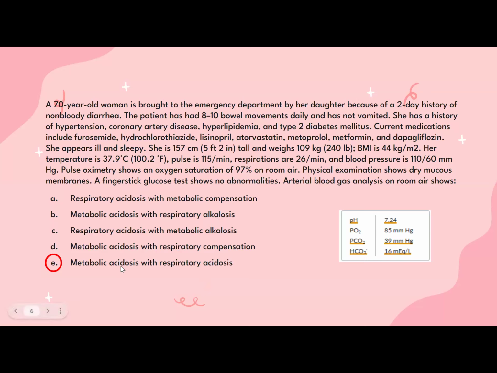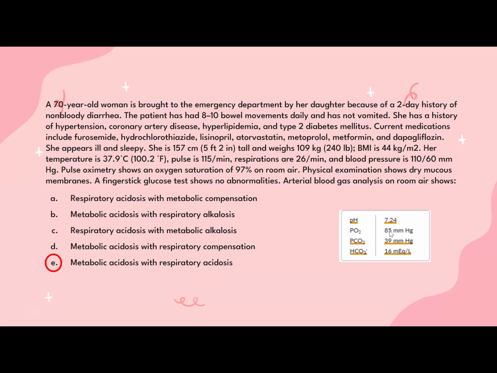Metabolic acidosis, we're going to use Winter's formula, right? So 1.5 times the bicarb. What's the bicarb? The bicarb is 16. 1.5 times 16 is 24, right? 24 plus 8 would be 32. 32 plus or minus 2 would give us a range of 30 to 34.